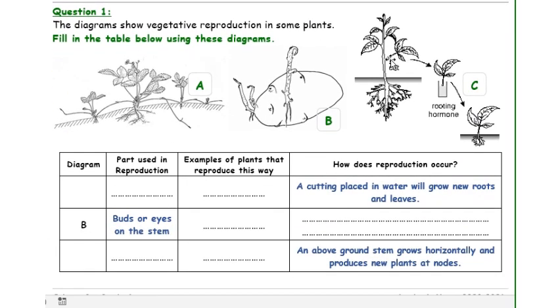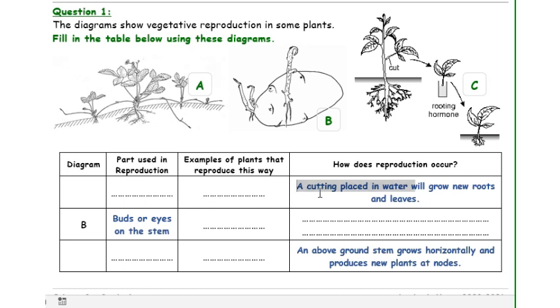In the first question, we have diagrams showing vegetative reproduction in some plants. As we can see in the first one, we can clearly see the runner. And in the second, we have 3 diagrams and not 4 diagrams. In diagram B, we can see the potato plant, and in the last one, growing out of cuttings. So let's fill together the table using these 3 diagrams.